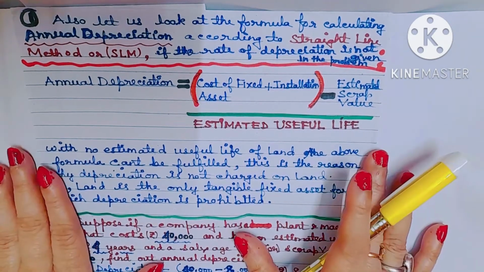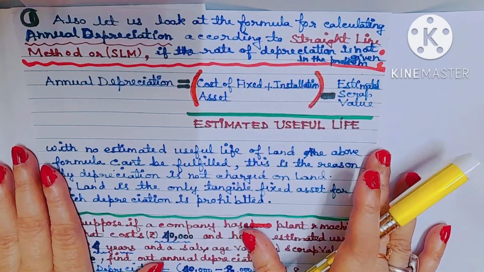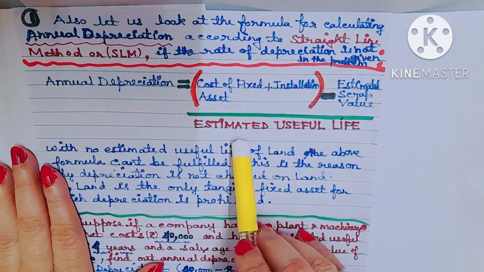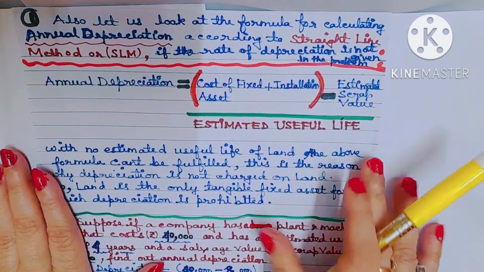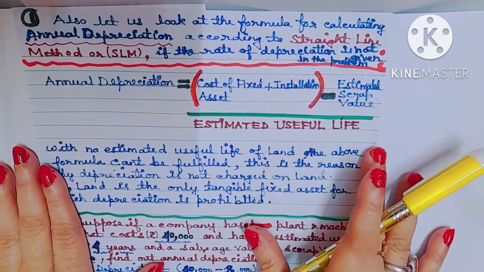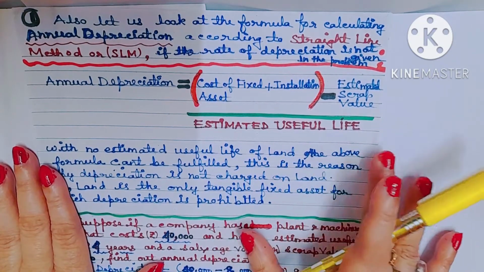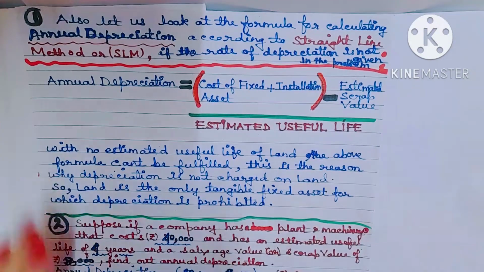We don't know the estimated life of land. So that is the reason, since we don't know the amount, we cannot determine the estimated useful life. So land cannot be depreciated. Land's value appreciates, it does not depreciate. Understood?